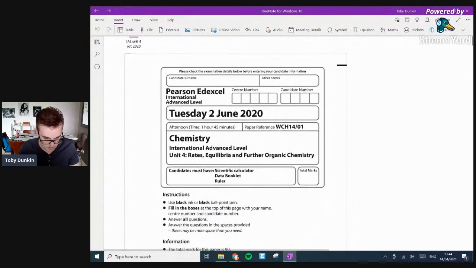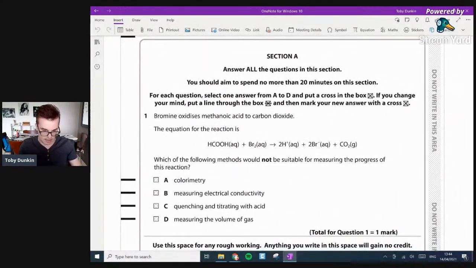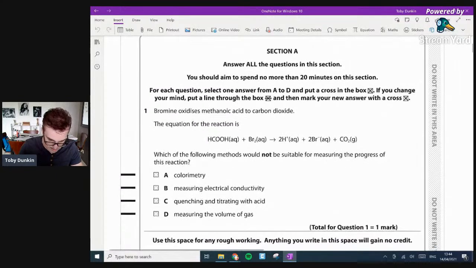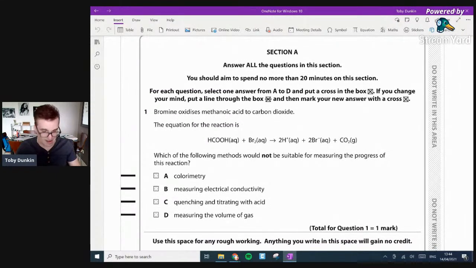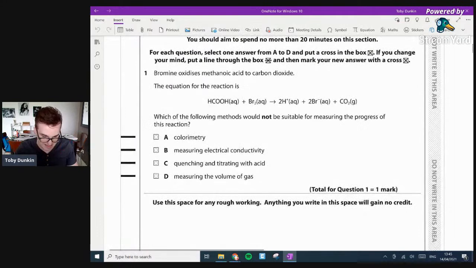Okay, so June 2020, paper 4. Starts off with multiple choice. Section A. So bromine oxidizes methanoic acid to carbon dioxide. So a powerful oxidizing agent there in terms of bromine. We know that methanoic acid is at the tail end of oxidization of primary alcohols. We have primary alcohols oxidized to aldehydes, oxidized to carboxylic acids, and it stops. It just shows you how powerful an oxidizing agent bromine is there.